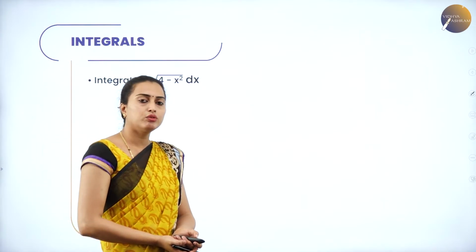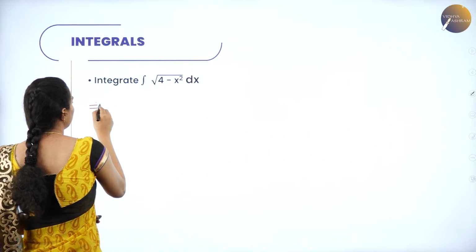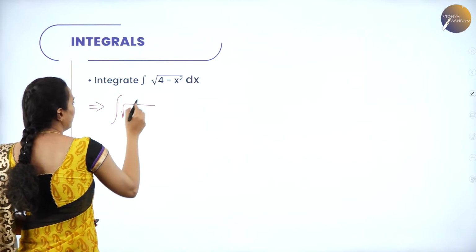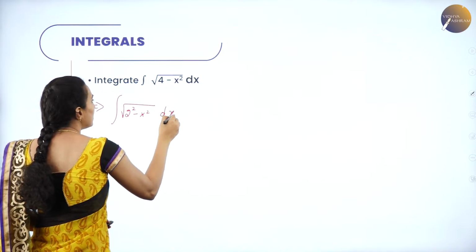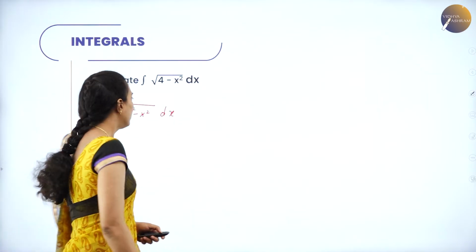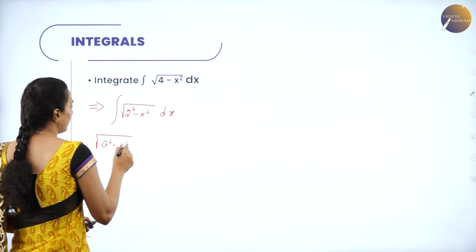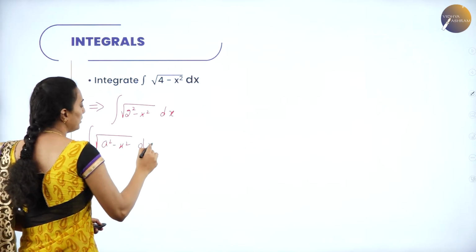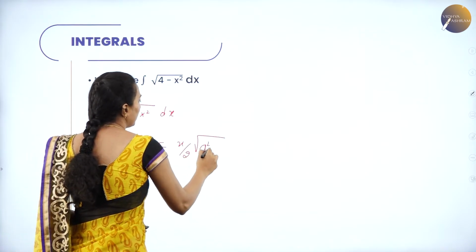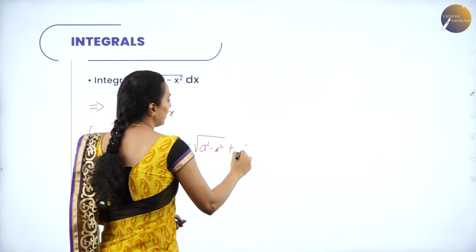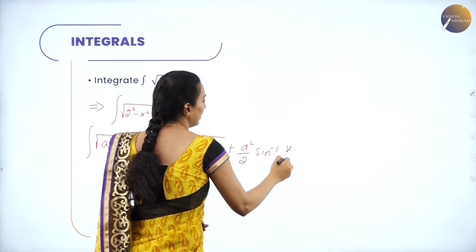Integrate under the root 4 minus x squared. Now how can I write this one? Under the root 4, I can write it as 2 squared minus x squared into dx. Just now we have solved the problem. Now we know that the integral of under the root of a squared minus x squared dx will be equal to x by 2 into root a squared minus x squared plus a squared by 2 into sine inverse of x by a plus c, right?